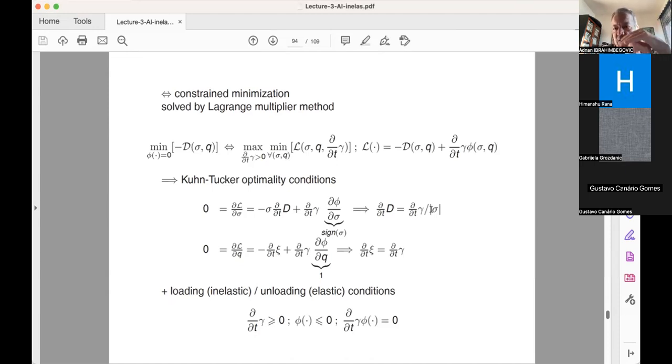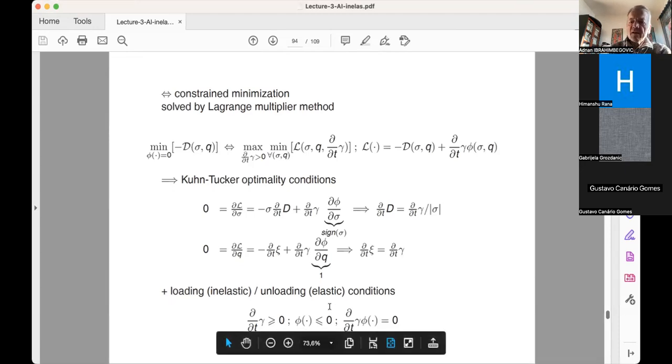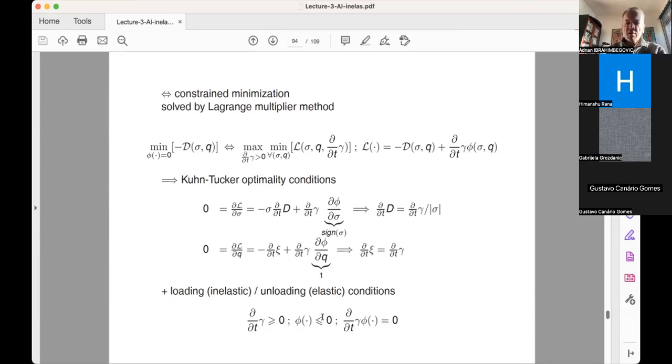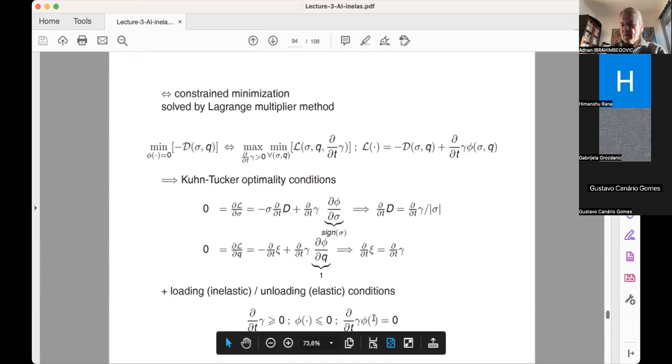Then the hardening variable has exactly the same evolution equation. If I take the derivative with respect to q, I get xi dot is equal to gamma dot. And finally, on top of that, I have my loading and unloading criteria. Phi is either negative for elastic process or zero for damage process, and then gamma should be positive for damage and zero for elastic process. So the product of gamma dot and phi is equal to zero.